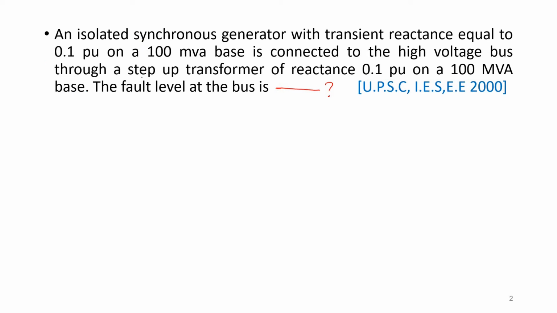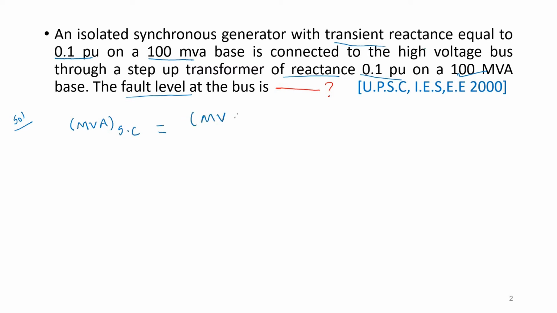They have given the synchronous generator transient reactance value, 0.1 per unit on a 100 MVA base, and it is connected to a high voltage bus through a step-up transformer of 0.1 per unit. The transformer reactance is given as 0.1, also on a 100 MVA base. So what is the fault level? The fault level is nothing but the short circuit MVA. What is the formula for this?